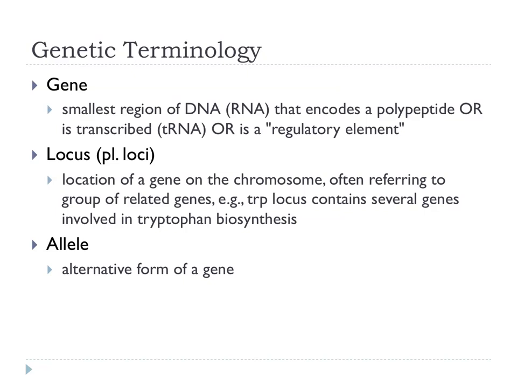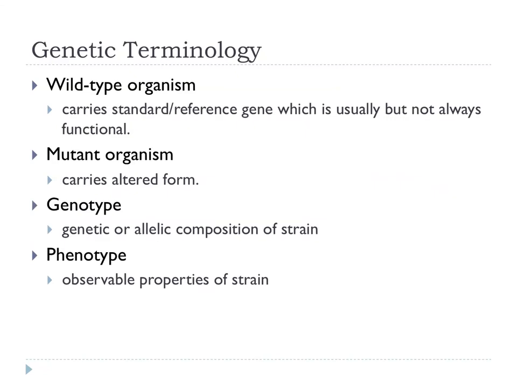We use the term locus to describe the location of a gene on the chromosome. It often refers to a group of related genes with related functions. So, for example, the trp locus is several genes that are clustered together and are all involved in the biosynthesis of the amino acid tryptophan. The plural of locus is loci, which is just Latin. Alleles are various alternative forms of a gene, different sequences. The wild type organism is the organism which carries a standard, reference gene, which is usually, but not always, functional. Sometimes a wild type might have a gene that's actually not functional because it's carrying some historical baggage. Generally, that's not the case.